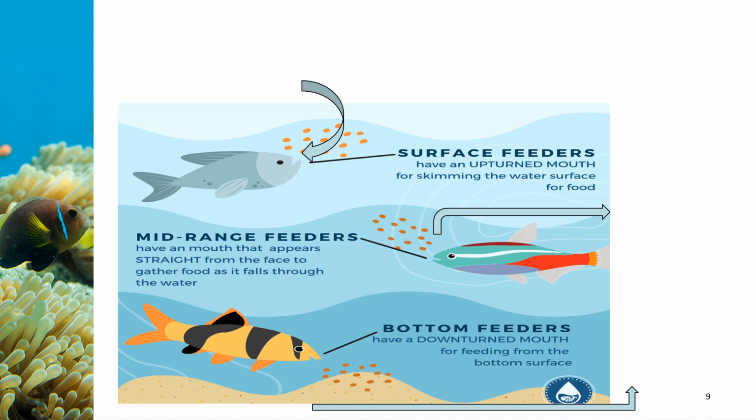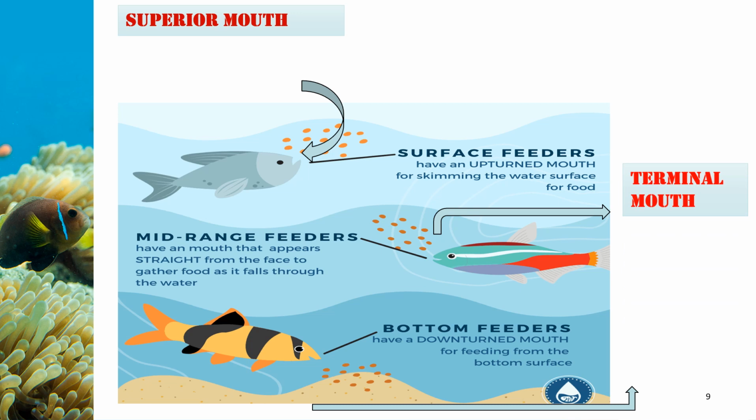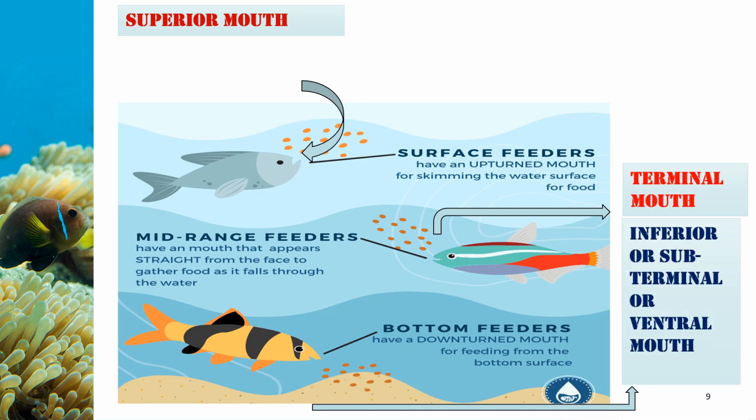Now we discuss the types of mouth present in fish. If the upper jaw is shorter than the lower jaw, it is a superior mouth and also known as a surface feeder. If both the upper jaw and lower jaw are the same length, it is a terminal mouth and also known as a column feeder. If the upper jaw is longer than the lower jaw, it is an inferior mouth and also known as a bottom feeder.